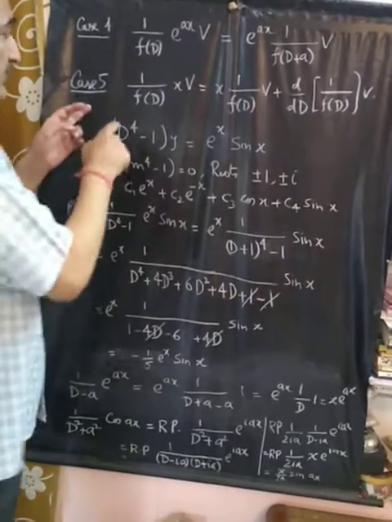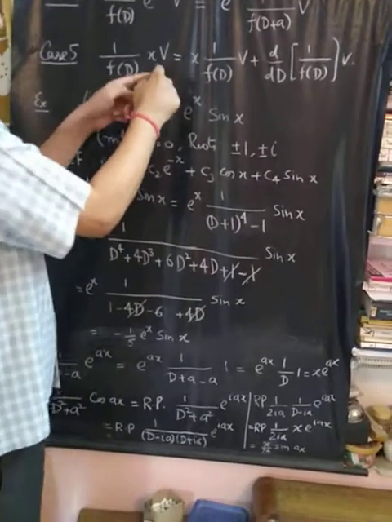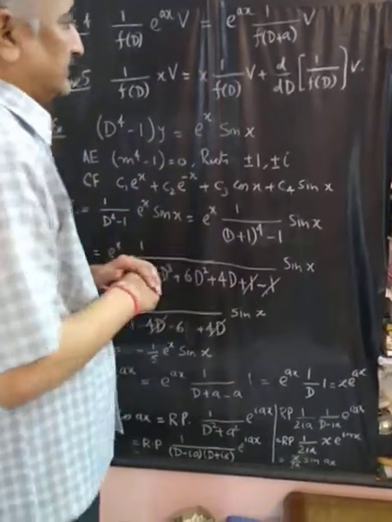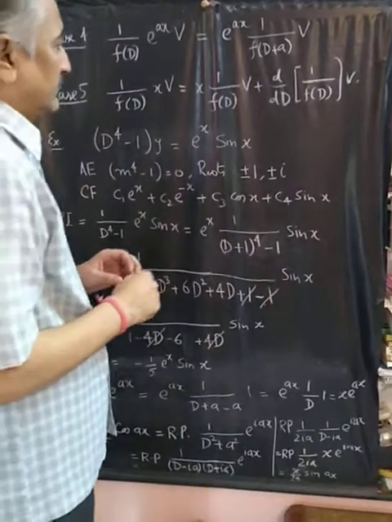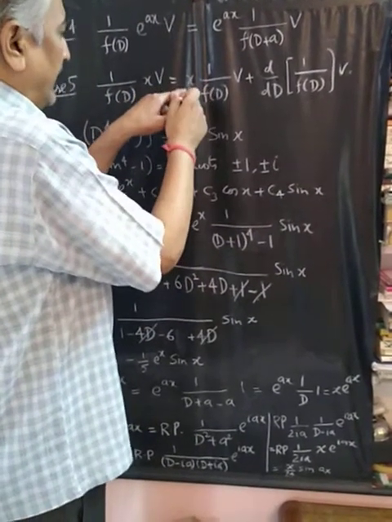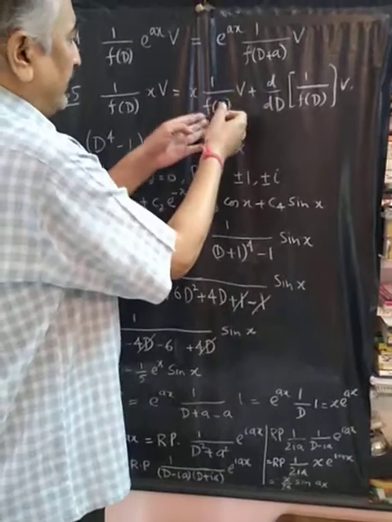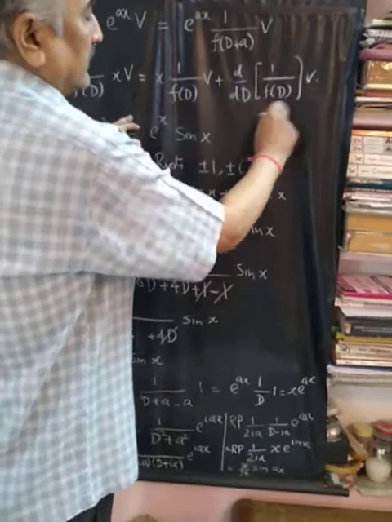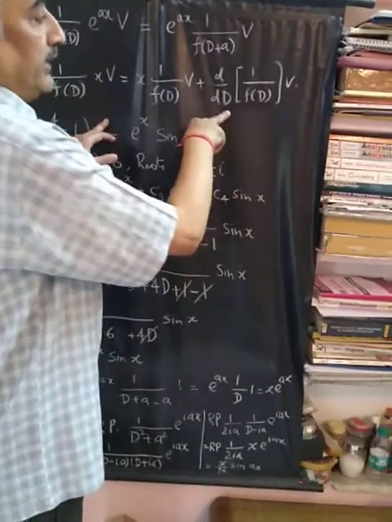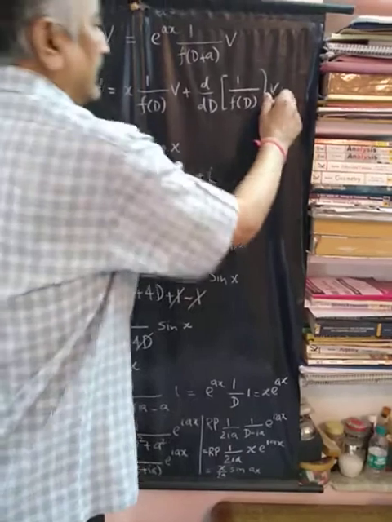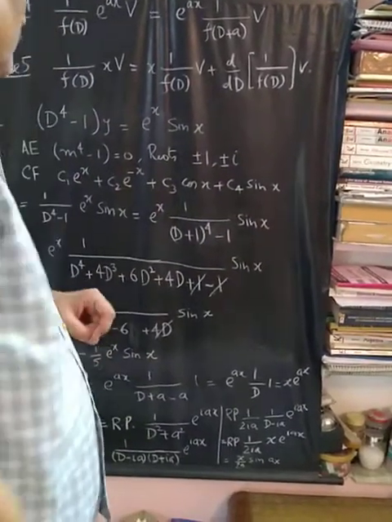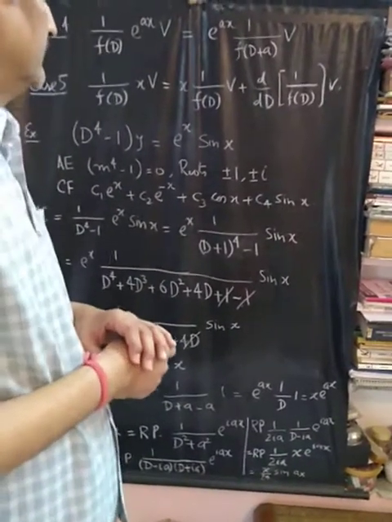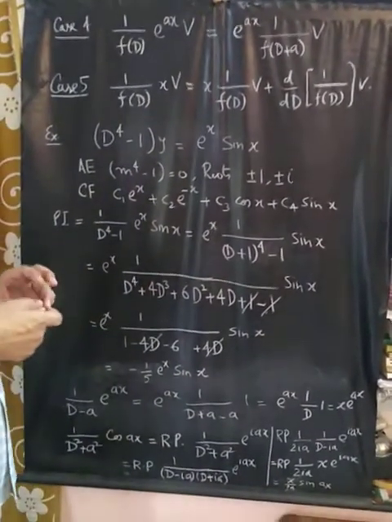Second, the fifth case, that is 1 upon f(D) of xV, where this V is again a function of x, so it takes care of functions like x cos x, x sin x, and things like that. So this will be x on the left of the operator, 1 upon f(D), and 1 upon f(D) acting on V, and then what we do, we differentiate this polynomial in D with respect to D, and then operate the resulting operator on V. So I'll explain both the cases with the help of examples.